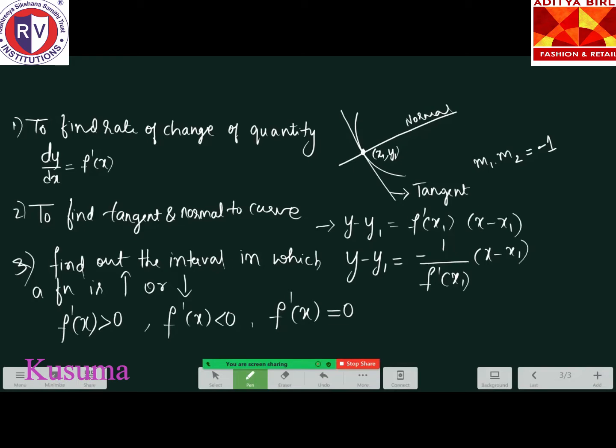So when you are asked to find out the interval in which the function is increasing or decreasing, you have to make use of these conditions. F dash of x greater than 0, increasing, to find where, we use this. Where f dash of x is greater than 0, the function is increasing. Whether the function is decreasing or not, if you have to find out that, you have to make use of this condition, that is f dash of x less than 0. So this is another application of derivative.